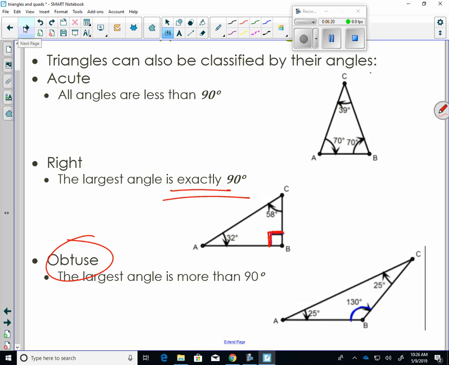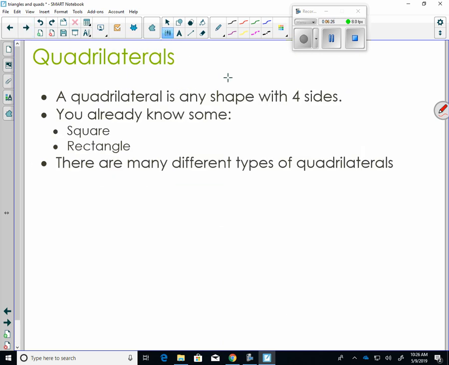Page 3. Josh. Page 3. Lane, finish that conversation up.